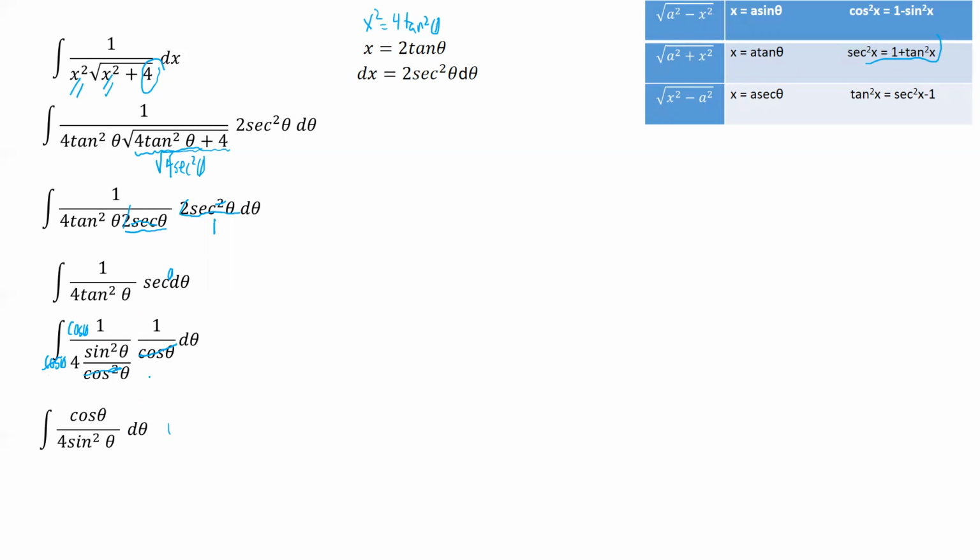This is now a u substitution. We're going to let u equal sine theta. Perhaps I'll do that over there. U would equal sine theta. Du would equal cos theta d theta. Good job, we practiced all of these. Integral then becomes 1 over 4 u to the negative 2 du.